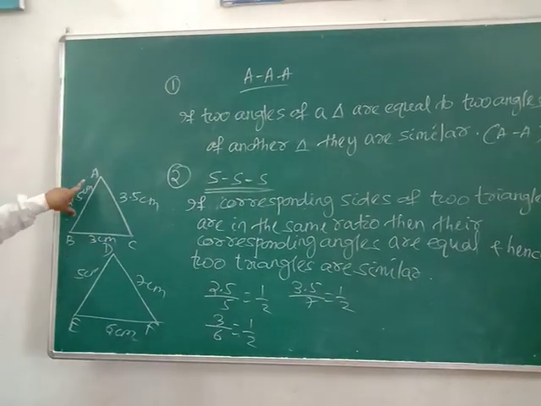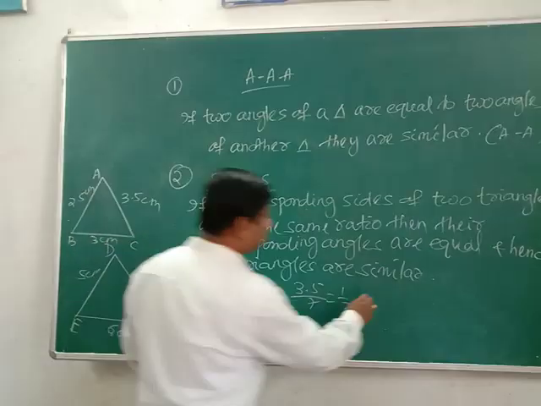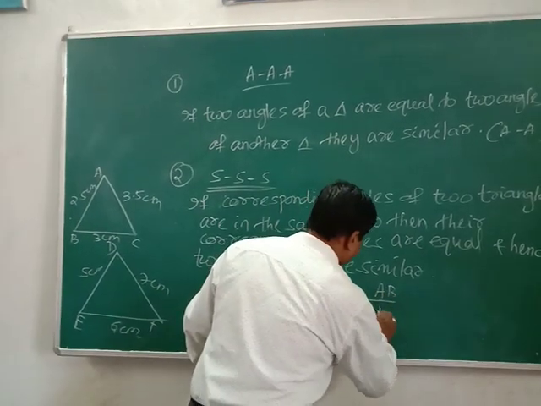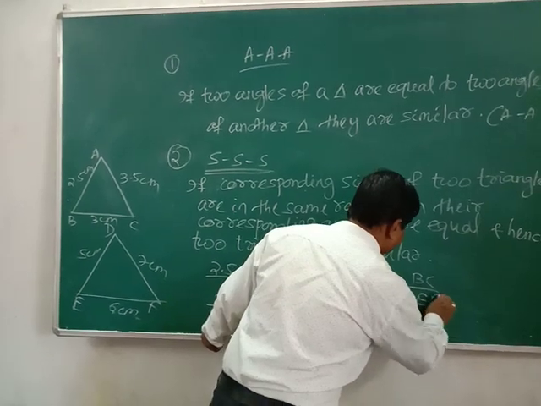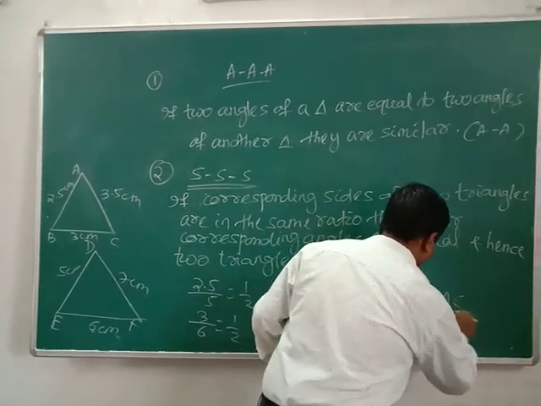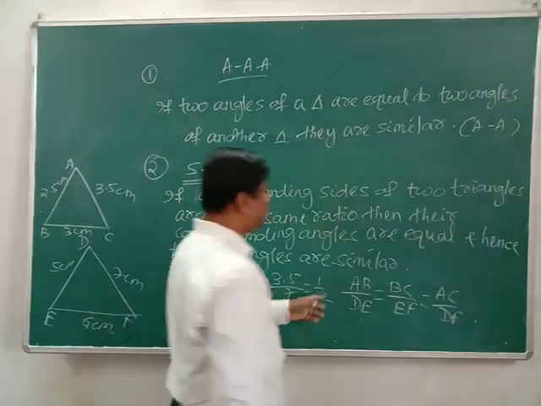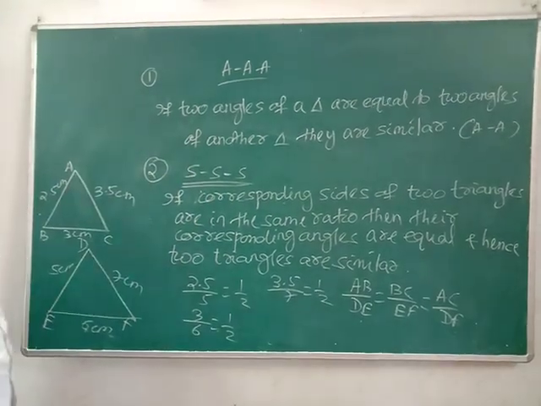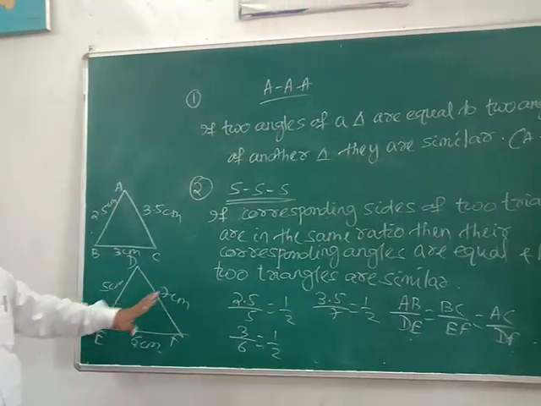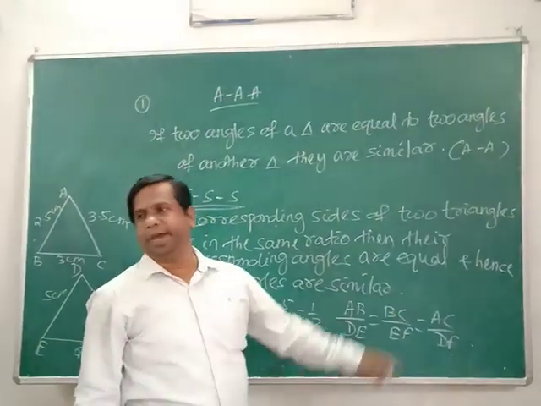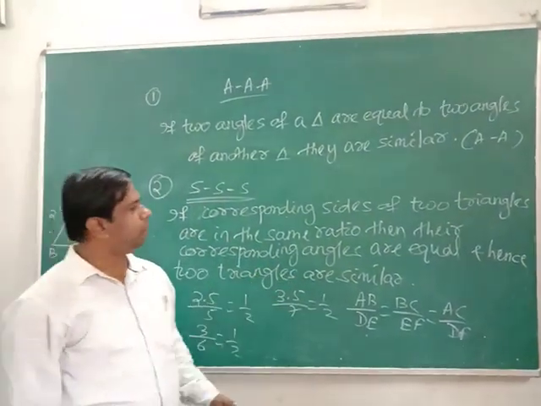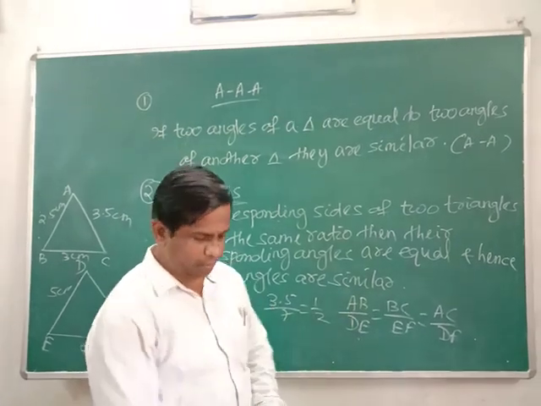You see, so AB upon DE is equal to BC upon EF is equal to AC upon DF. That means all the corresponding sides of two triangles are in the same ratio. You see, 1/2, 1/2, 1/2. Then the corresponding angles are equal, and the triangles will also be similar.